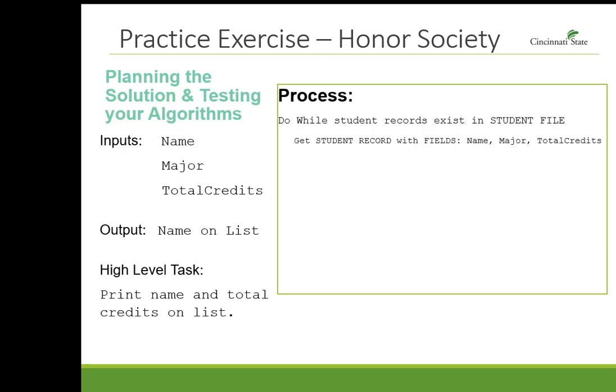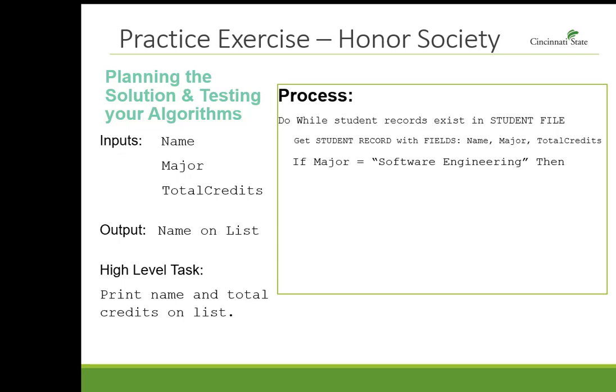Now here's where we shift the get statement. So now we get the student record with fields, name, major, total credit. That's all I need for this problem. I do not need to pull in all the other columns or fields. I just want name, major, and total credits.